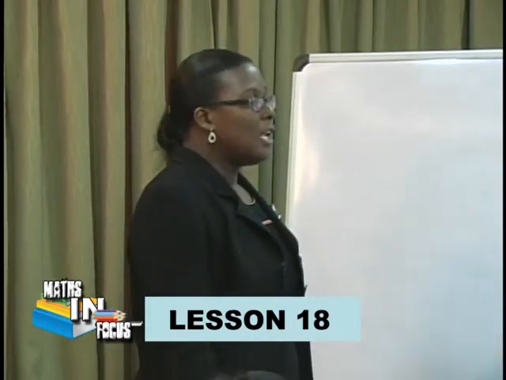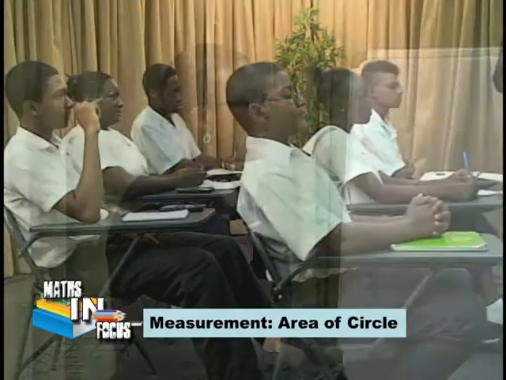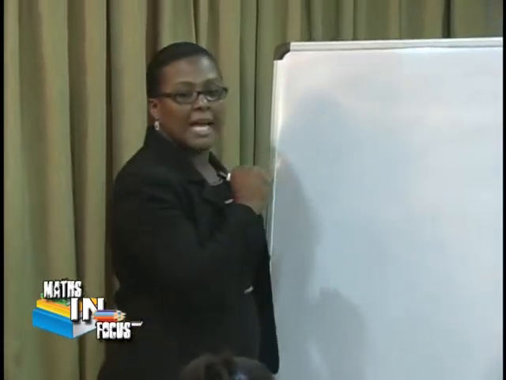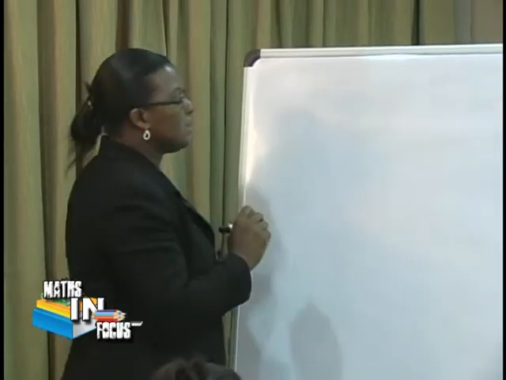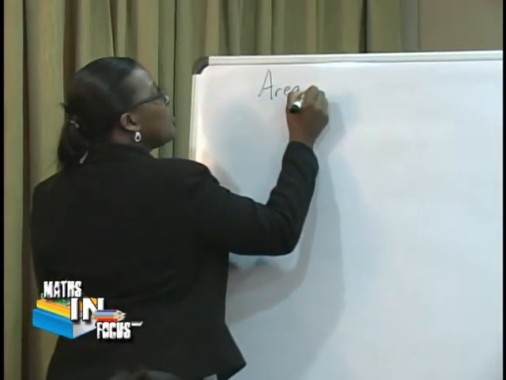Good. Now we're in the area of measurement, and we looked at triangles, we looked at quadrilaterals. Now today we're continuing with measurement, but we're looking at area of circles. So that's going to be our topic.